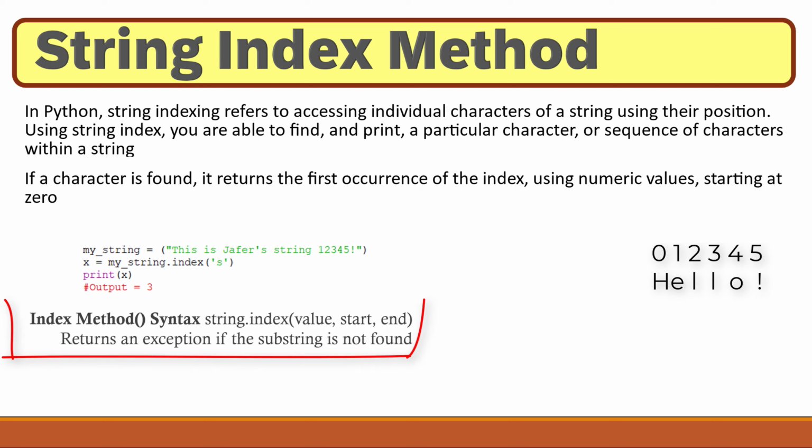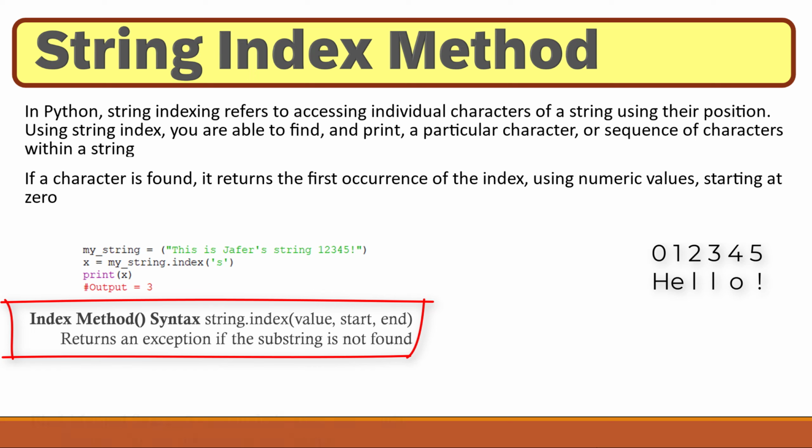But looking at the syntax, the syntax is string.index, and then you specify the value of what you are looking for, and then a comma, and then you can optionally specify the start and end of the index, where you want the search within a given string to start and end, followed by a closed parenthesis. And one more thing about the index method: if a value is not found, it raises an exception.